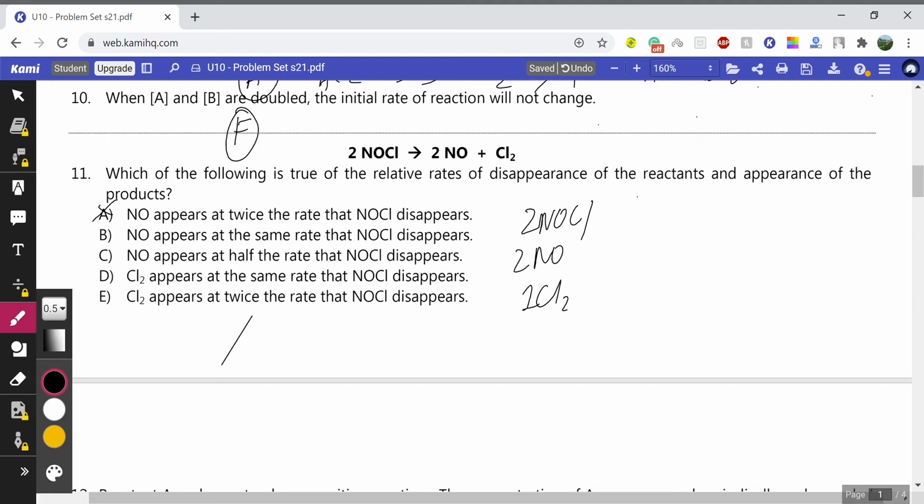A is wrong. B, NO appears at the same rate as NOCl disappears. Yes, that is correct. As you can see, they're both the same number of moles. So our answer is B. Now let's quickly check C, D, and E.